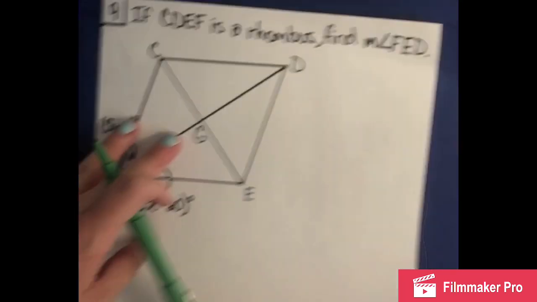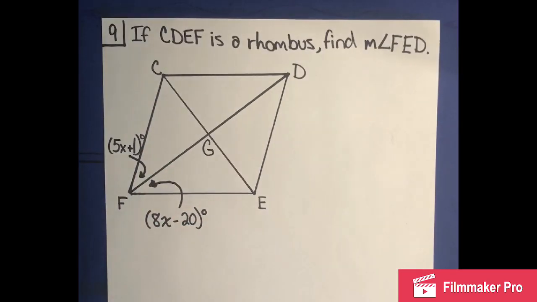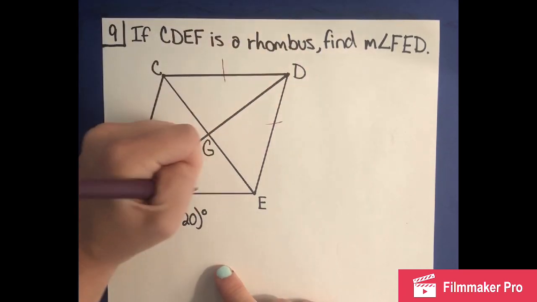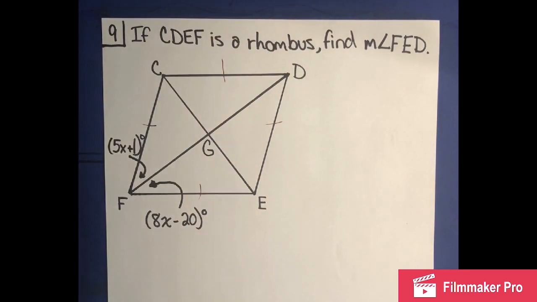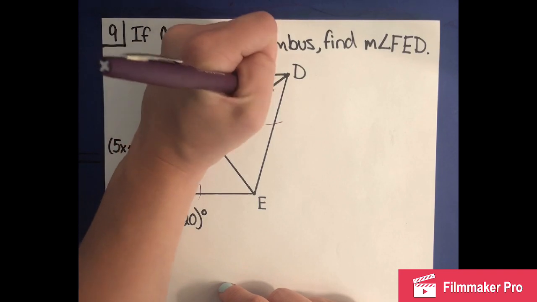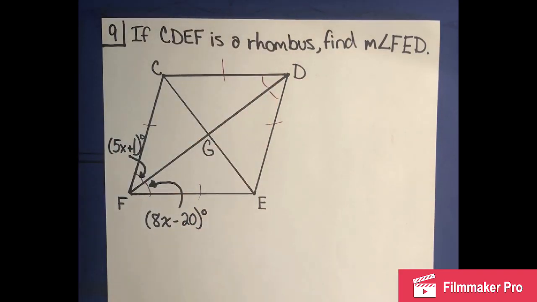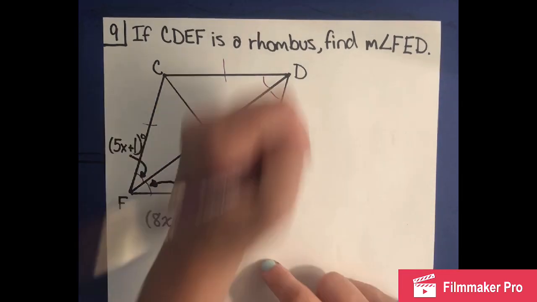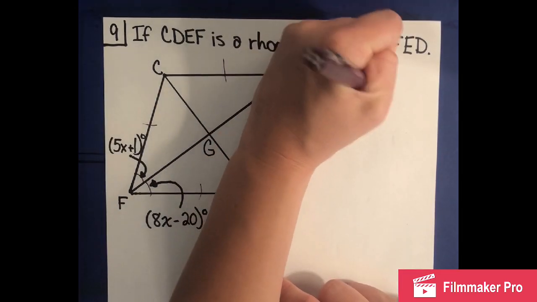I like this next part. Put a little algebra in there. We have, it's a rhombus, so first thing I'm thinking, okay, same. Find angle FED. What do I know about these? Well, if you remember, these ones are the same in a rhombus. Those are the same in a rhombus. So I'm going to set them equal to each other because that's what I know about them.